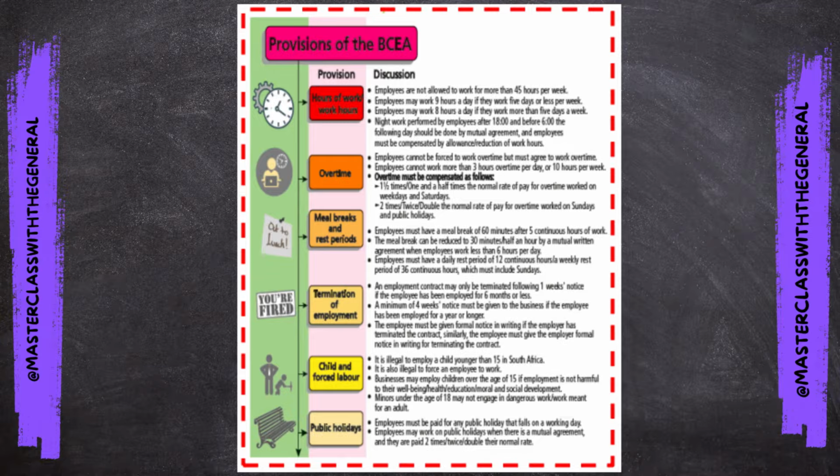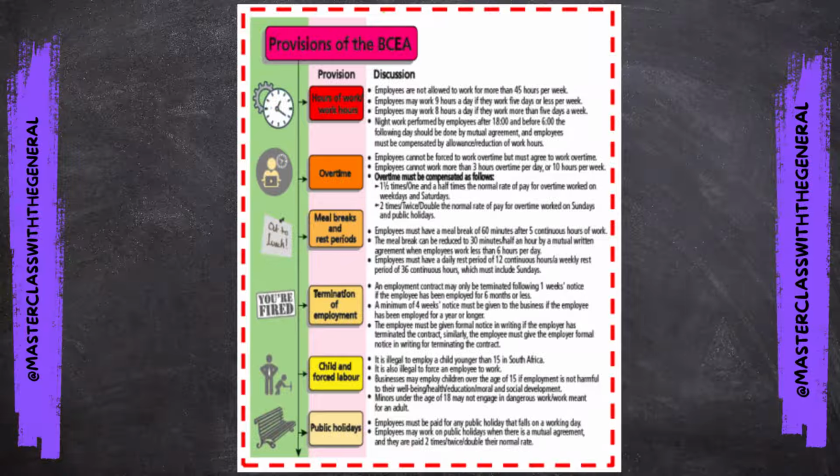Number 3, meal breaks and rest periods. Employees must have a meal break of 60 minutes after 5 continuous hours of work. So no one can work throughout from morning till evening, because it's 9 hours. No. Within that 9 hours, after 5 consecutive hours of work, an employee must be given a meal break of 60 minutes. The meal break can be reduced to 30 minutes or half an hour by a mutual written agreement when employees work less than 6 hours per day.